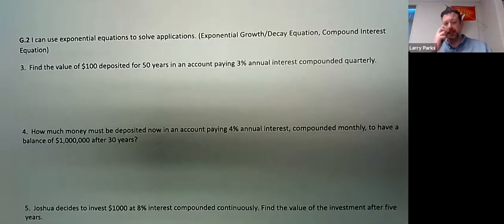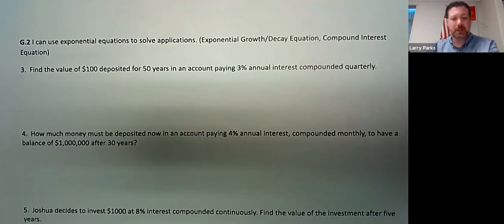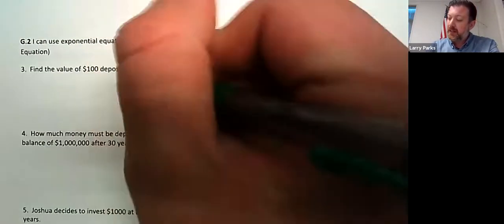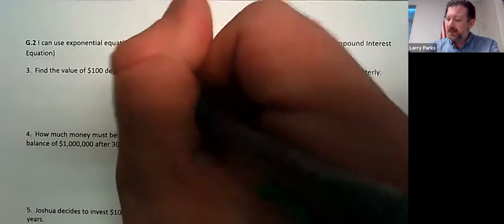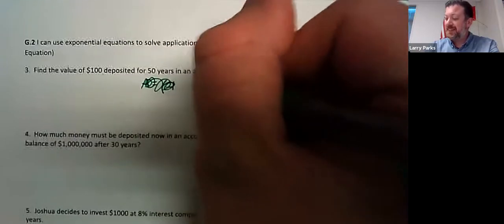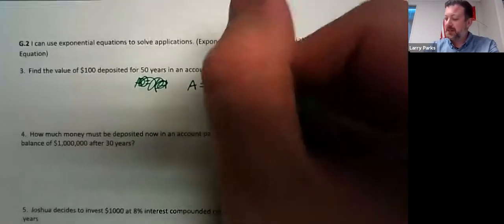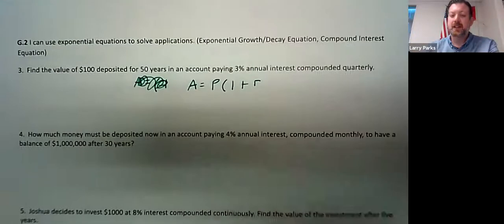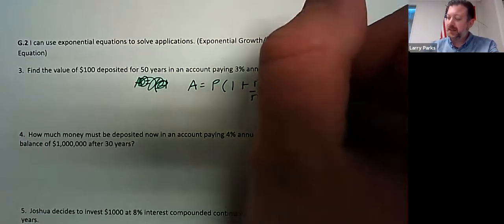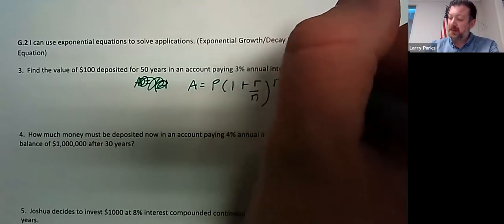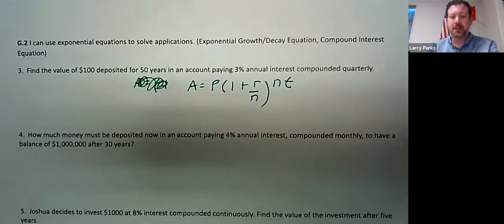Find the value of $100 deposited for 50 years in an account paying 3% annual interest compounded quarterly. So the formula was to find out what you get, you take, oh, I'm trying to do this by memory. Try again. To find out what you get, you take the principal times 1 plus r, where r is your interest rate, divided by n, which is the number of times compounded, to the number of times compounded times the number of years.